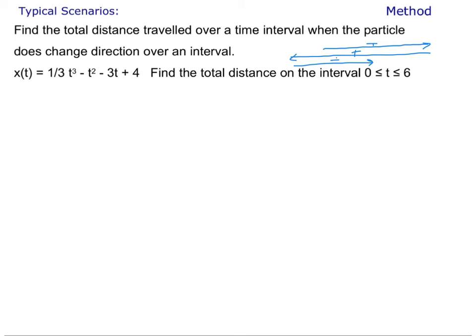Okay, so this would be really awesome if we knew that it didn't change directions and we just went from here to here. Easy. But we're not going to be able to do that. We're going to have to count them and find the position. So here's how you do it. This is the method. The first thing you do is find the velocity function and set it equal to 0.